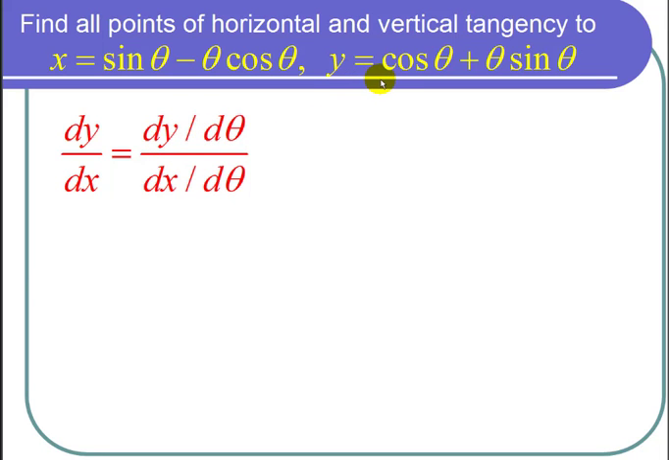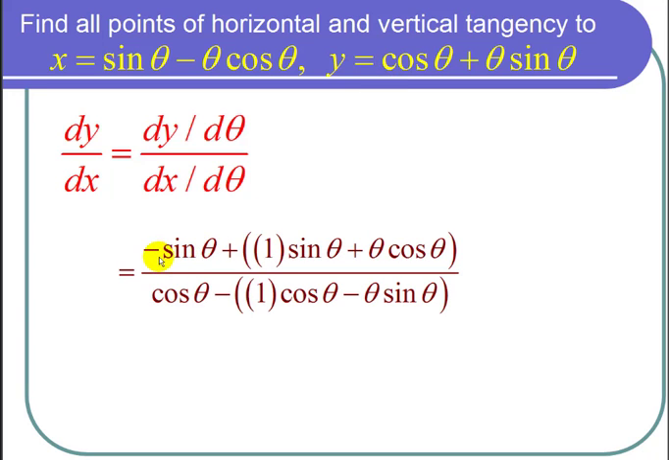The derivative of the cosine of theta is negative the sine of theta. And to find the derivative of theta times the sine of theta, I use the product rule. The derivative of theta is 1 times the sine of theta, and then plus theta times the derivative of the sine of theta, which is the cosine of theta.